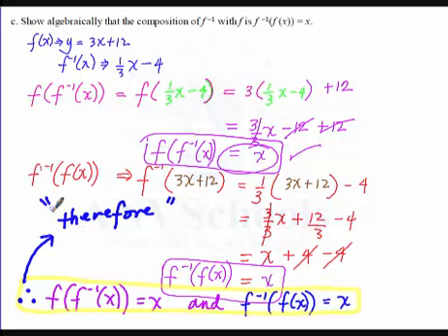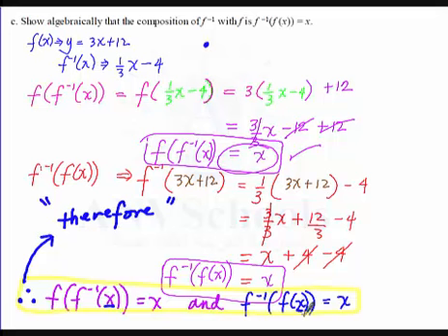Therefore, f of f inverse of x is equal to x, and f inverse of f of x is equal to x. So what is the conclusion here? That for composite functions of inverse functions, or in other words, when we compose inverse functions, the answer is only the value attached inside, the value which is to be substituted. In this case, it's x.